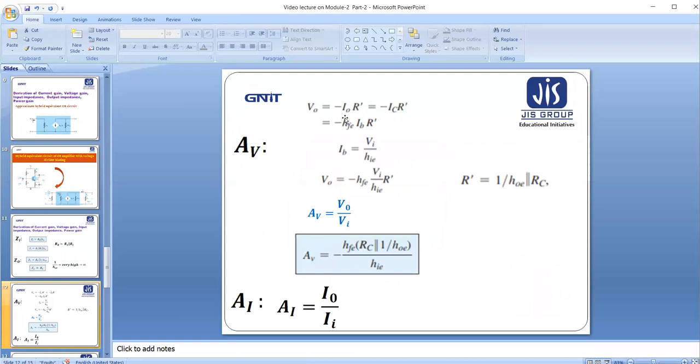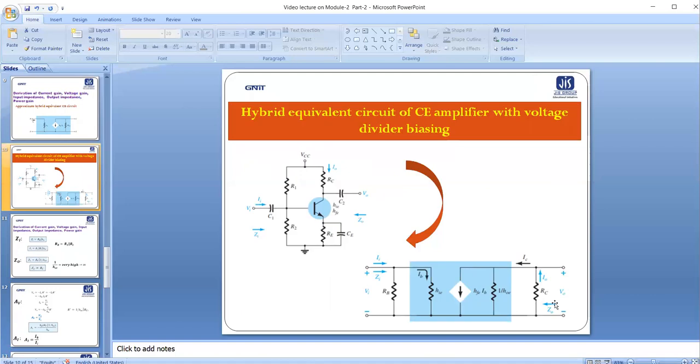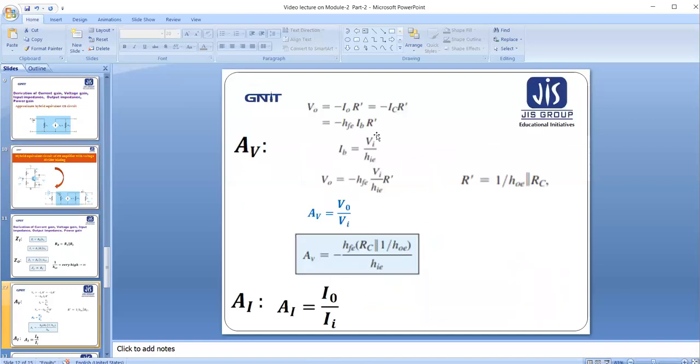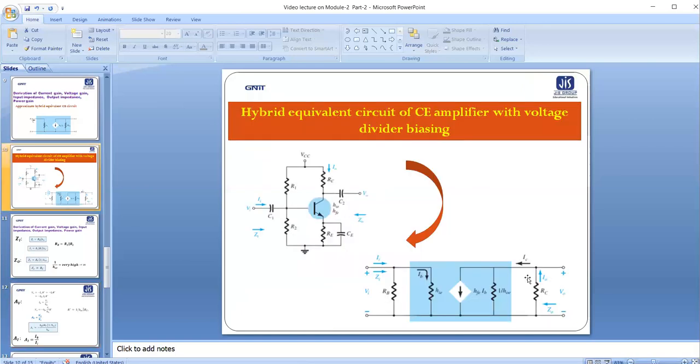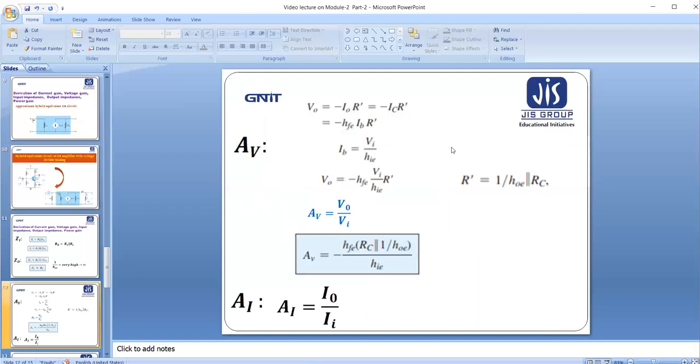So minus I0 into R prime. What is R prime? R prime is a resistance we are using for simplicity. Minus I0 into R prime, and I0 will be equal to IC, because this current is nothing but the IC, and R prime is nothing but the Z0, that is RC parallel 1 by HOE.